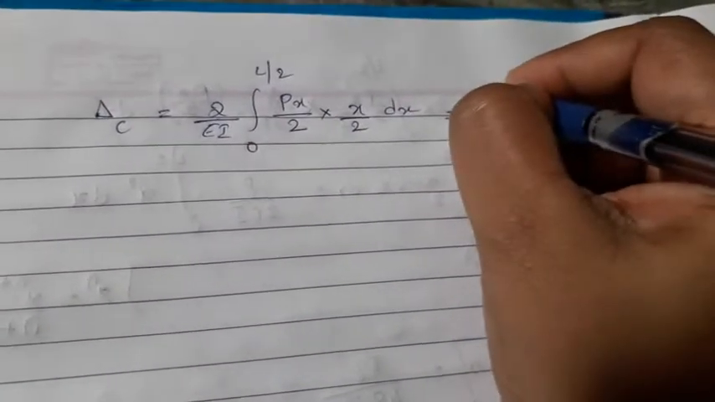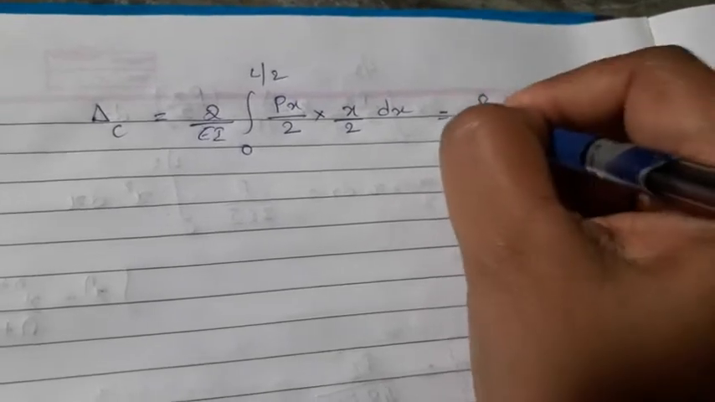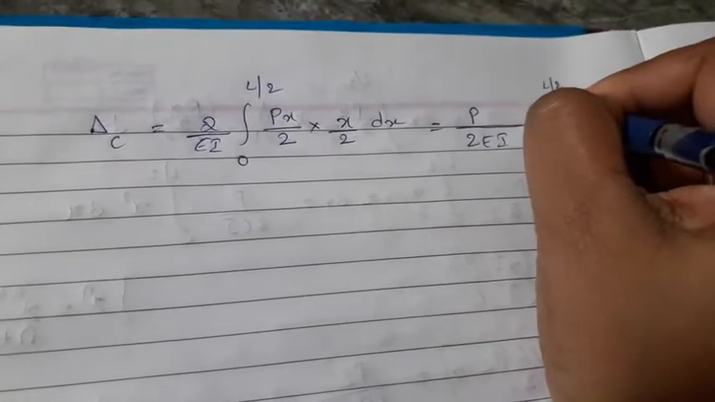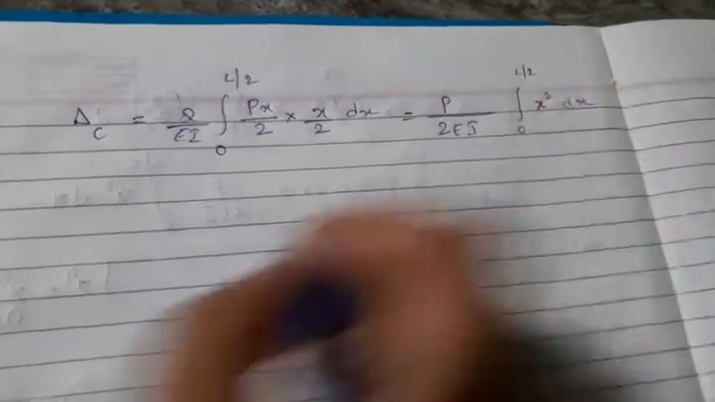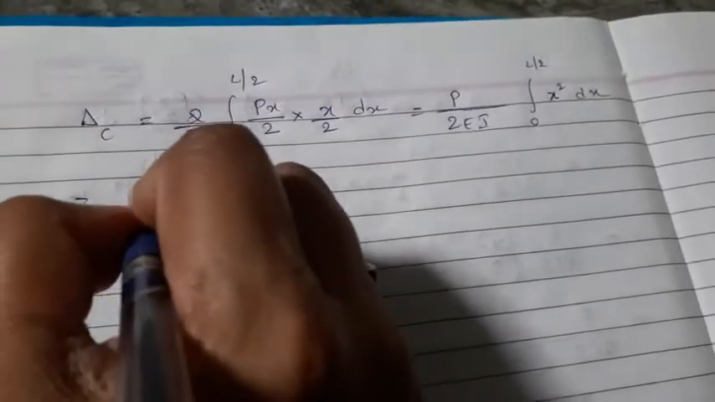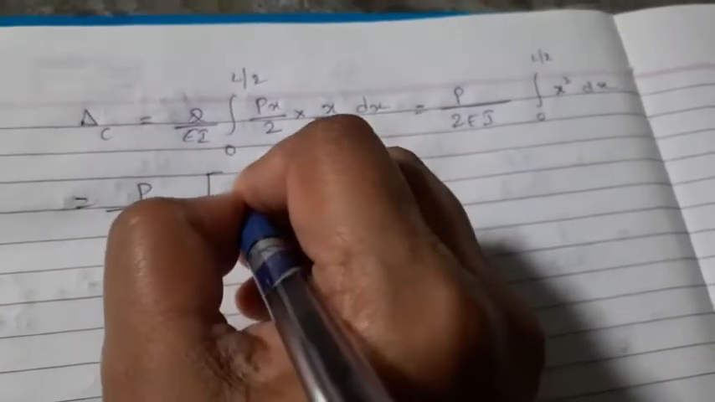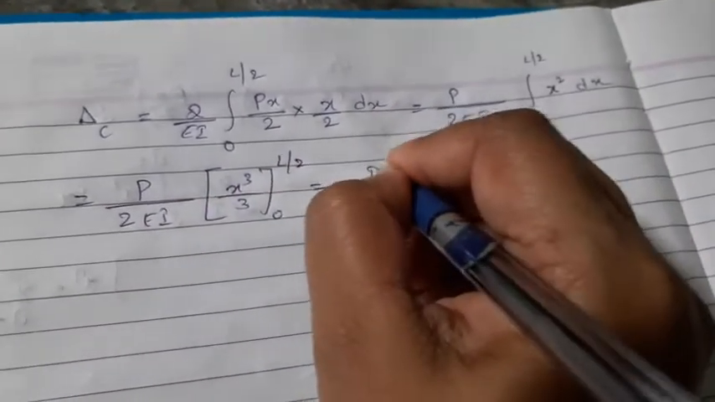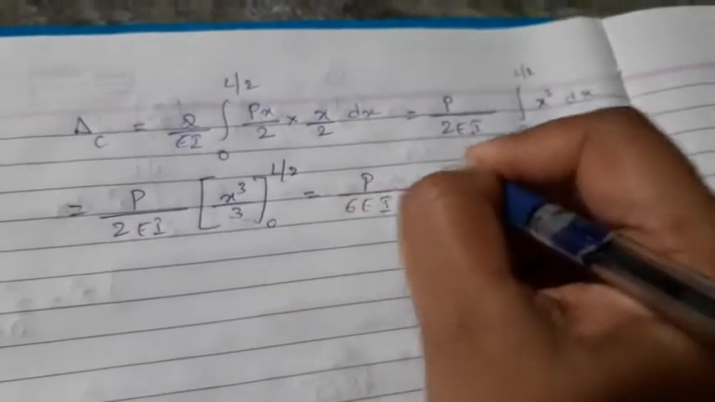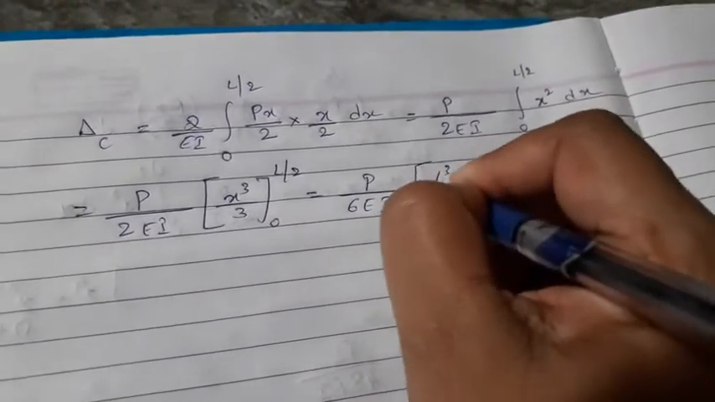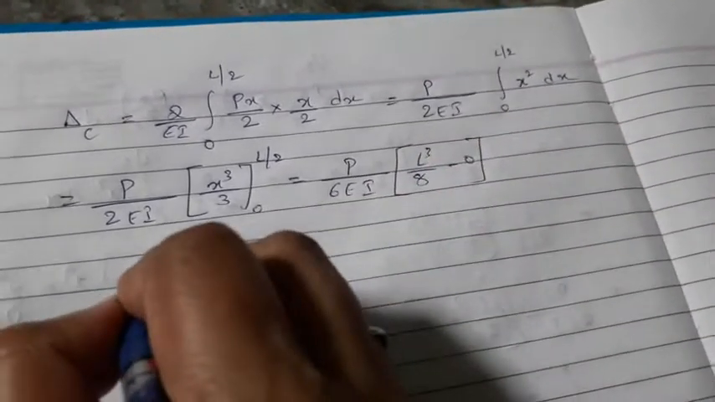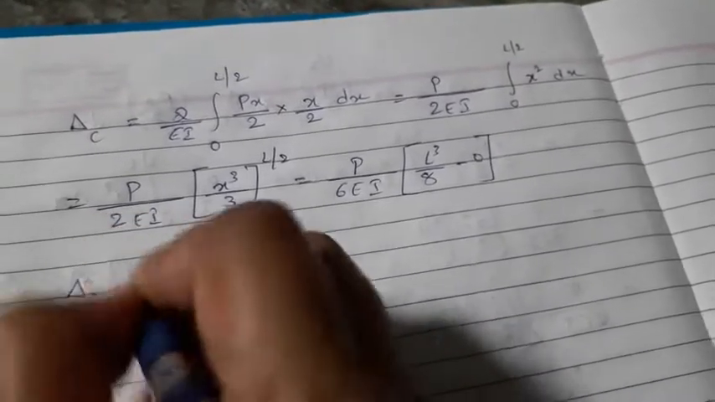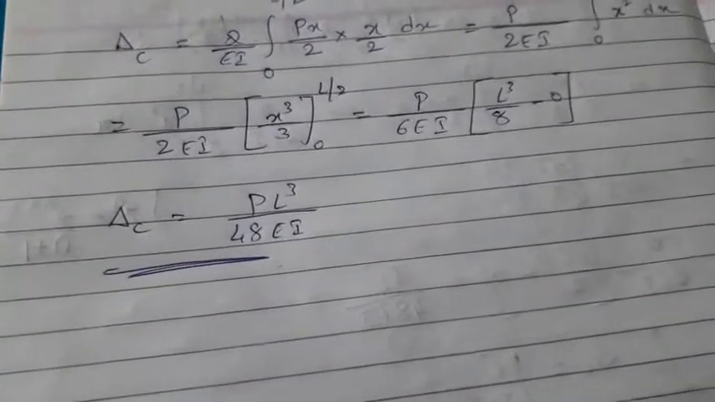Now take all the constant terms outside. P divided by 2EI, 0 to L by 2, x square dx, which is equal to P by 2EI, x square is x cube by 3, 0 to L by 2. So P by 6EI, x cube is L cube by 8 minus 0. So this will be PL cube by 48EI. So delta C is equal to PL cube by 48EI.